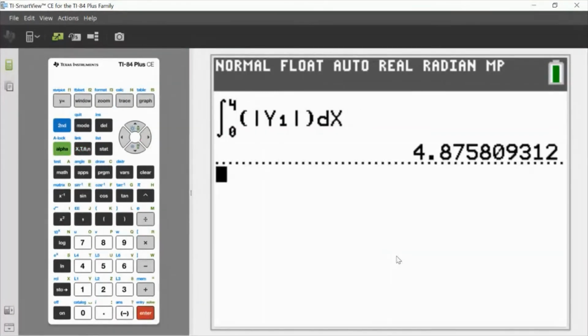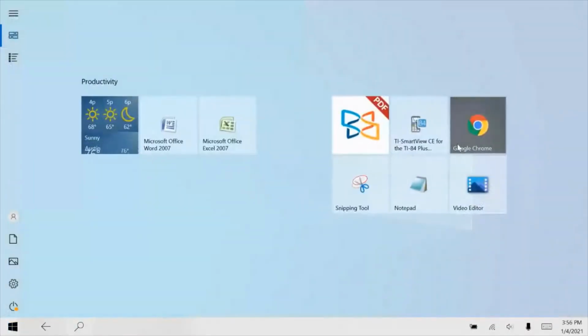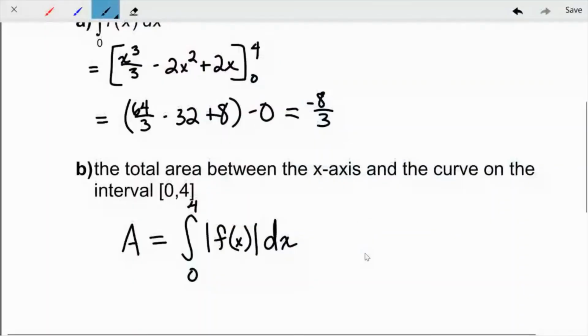You'll notice the result I get is not the same. It's not the negative 8/3. We get about 4.876 as a result, which makes sense because if I'm finding a total area, I should have a positive value. So for this problem, I know this is approximately 4.876. Okay, so keep that in mind.